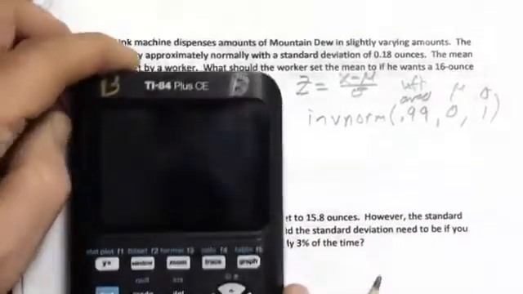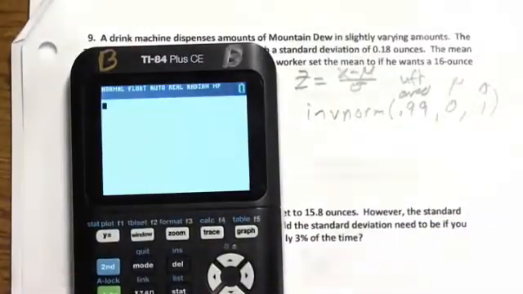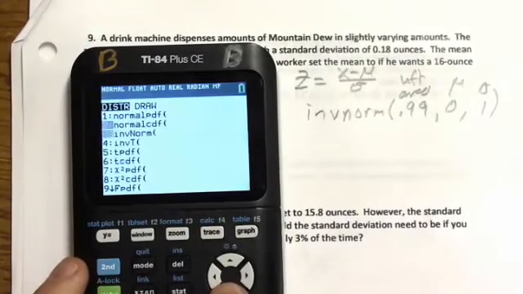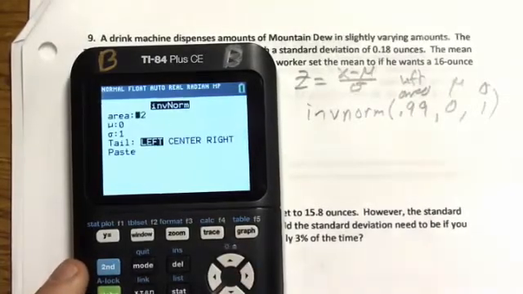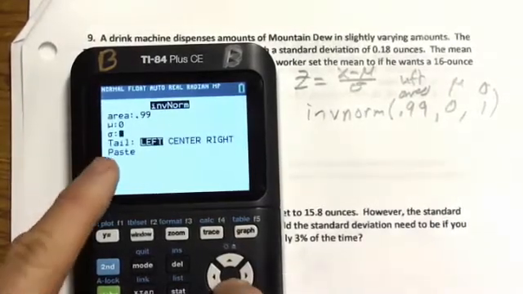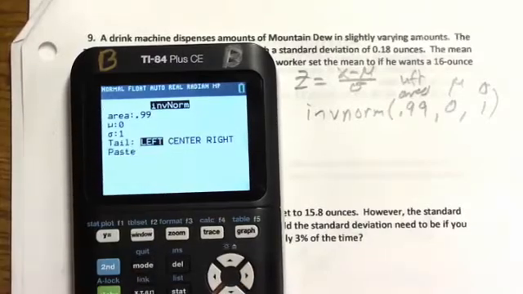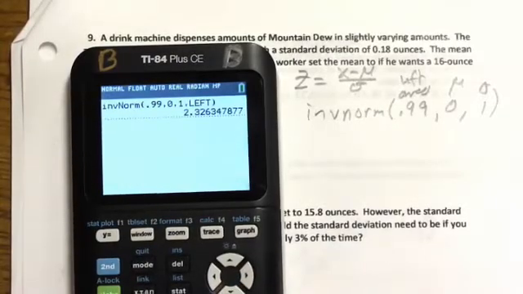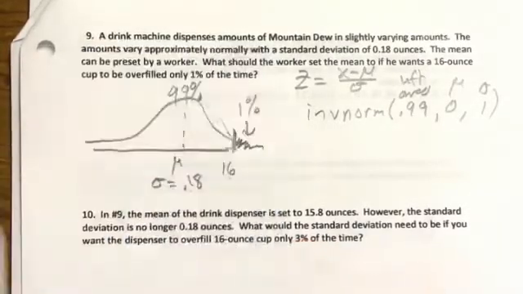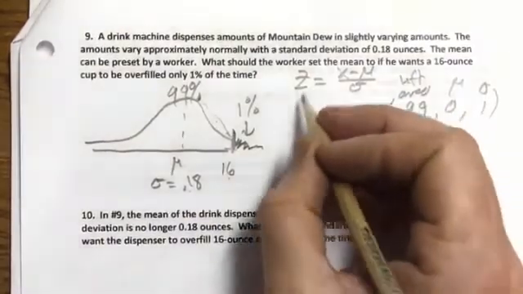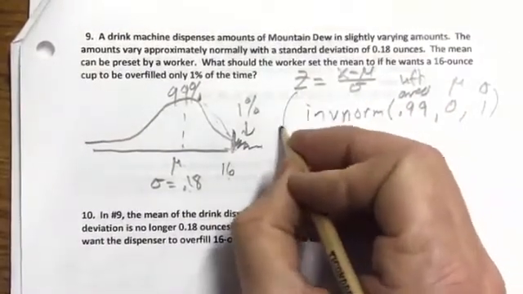So let's do that very thing. And so we will say second distribution, inverse norm of 0.99, mean of 0, standard deviation of 1. We're working with a left area. We do that, and there's the z-score, 2.326 about. So that is our z-score. So we'll enter that into our formula.